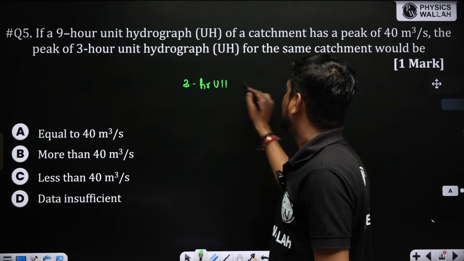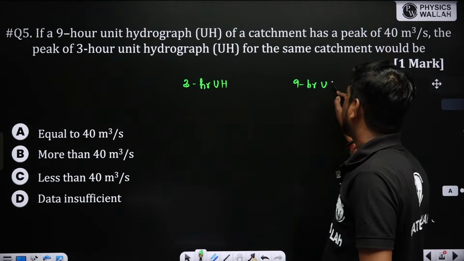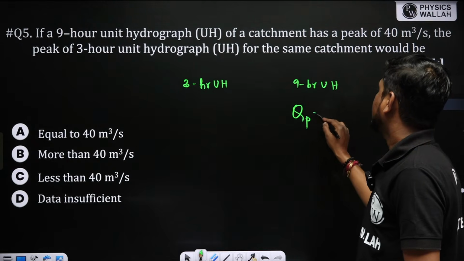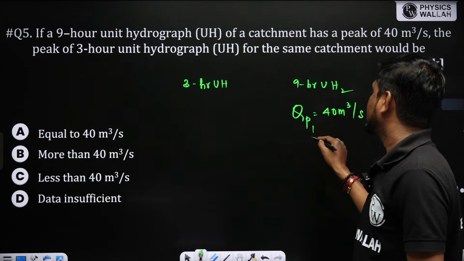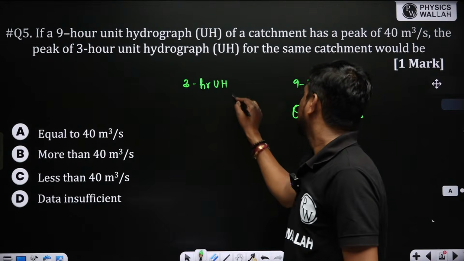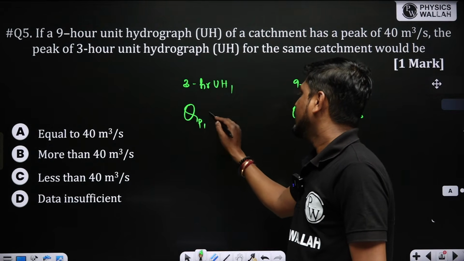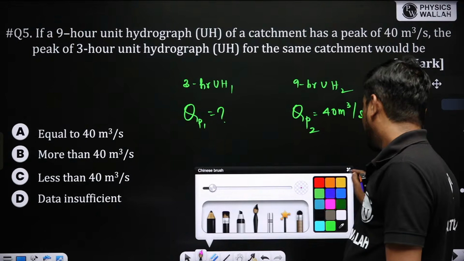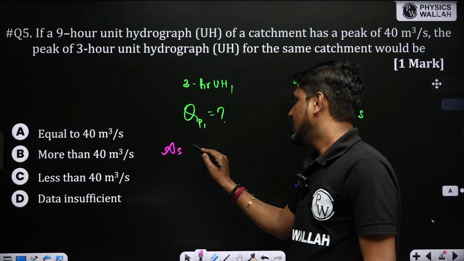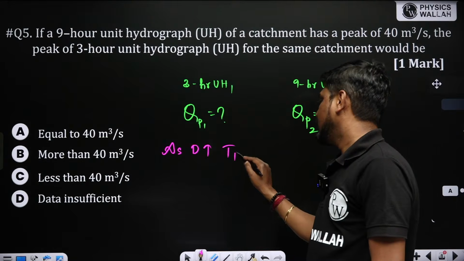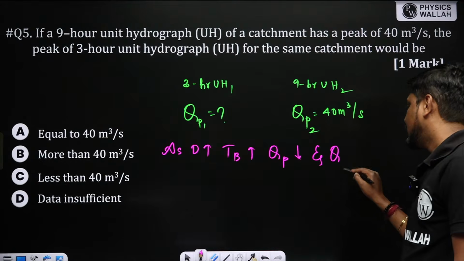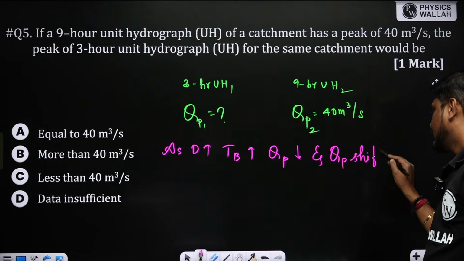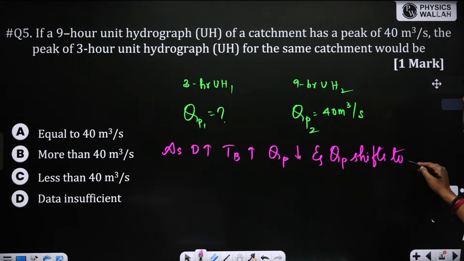3-hour unit hydrograph, 9-hour unit hydrograph. QP of this is given as 40 meter cube per second. So let it be 2, this is 2, this is 1. So QP1 will be equal to what? I hope you remember this point. As duration increases, time base increases, peak discharge decreases, and peak is shifted to which side? Right side.